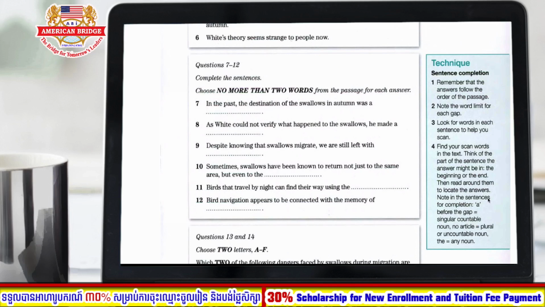Note in the sentences for completion, if there is a singular countable noun before the gap, or no article, it suggests a plural or uncountable noun. So make sure, for example here, you can say this is the gap that needs a noun to complete, right here because it has the article up. So the noun should be a singular noun.